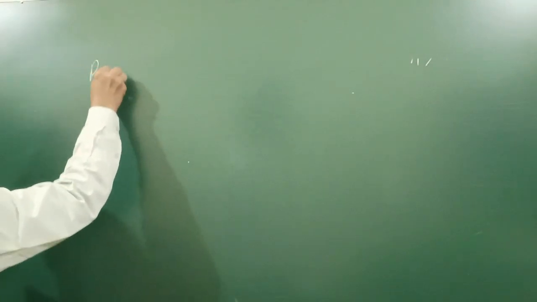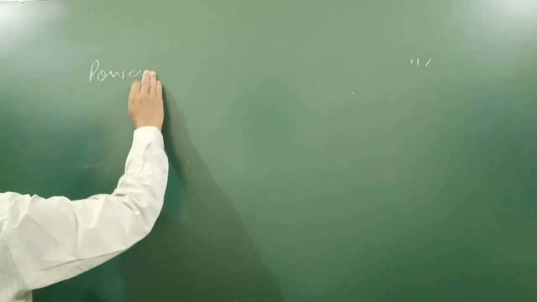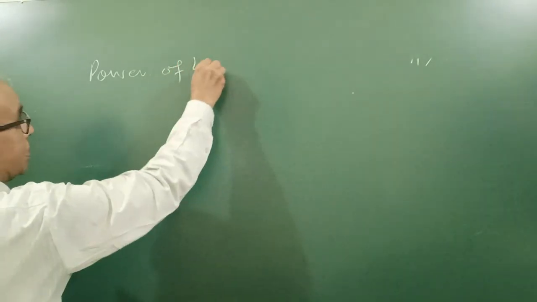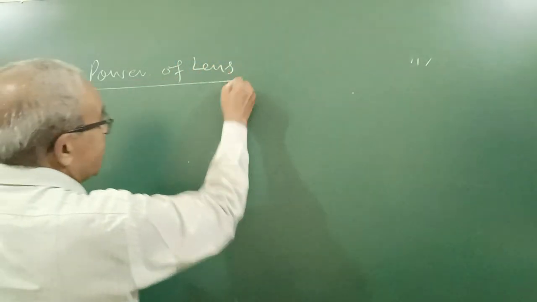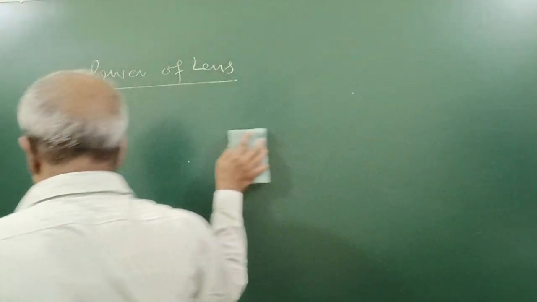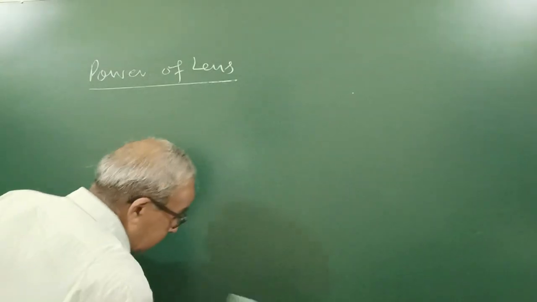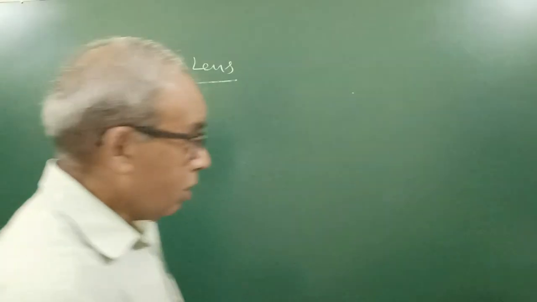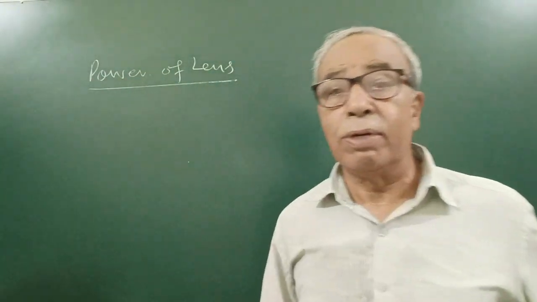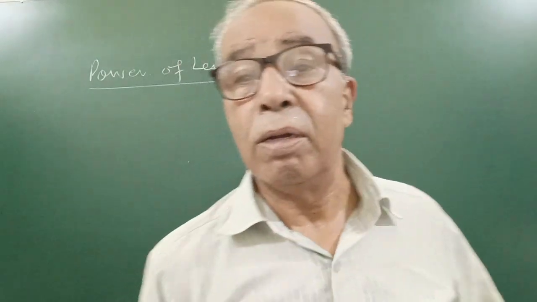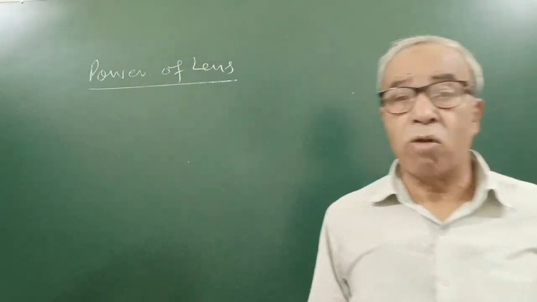Power of lens. Yes, dear student. Purpose of a lens: why do we use a lens? The aim of using the lens is to converge or diverge a parallel light, and the greater the ability of converging or diverging the parallel beam, the greater the power of the lens.